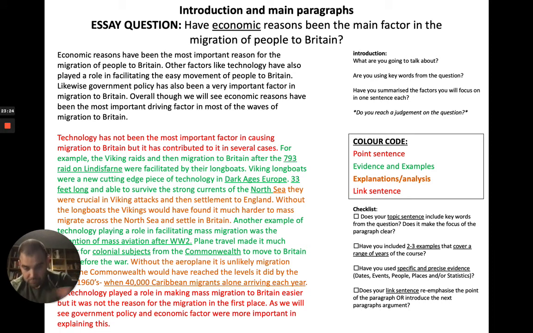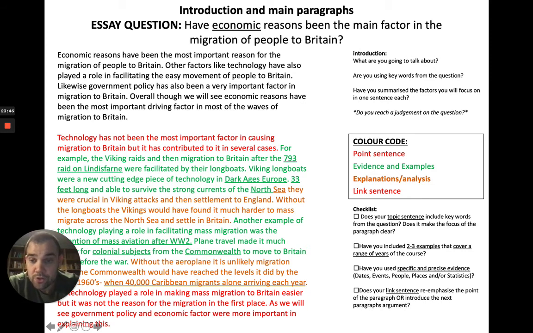So with my final sentence there, I have re-emphasised the point of the paragraph, which is that technology facilitated migration in some cases. But I then also, and again that's a slightly more sophisticated thing, say we will see these other factors were more important. So I've made it really clear, re-emphasising the point of the paragraph, and then I've linked it onto what I'm going to talk about next.